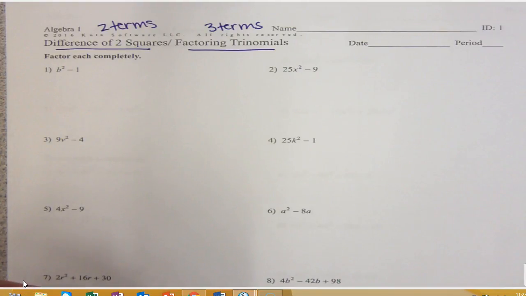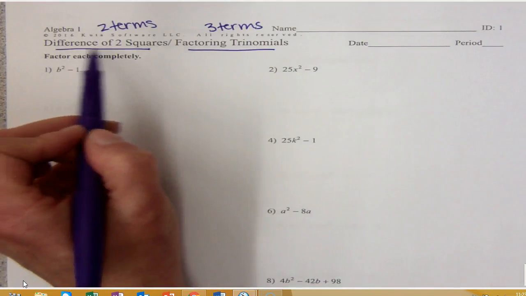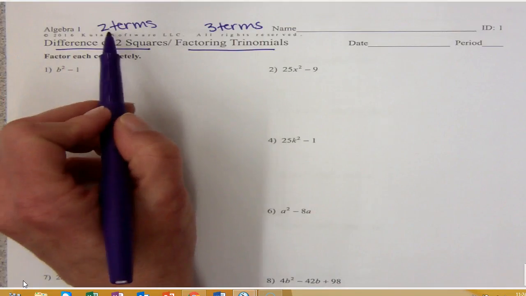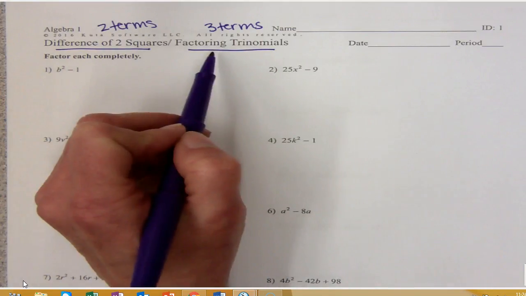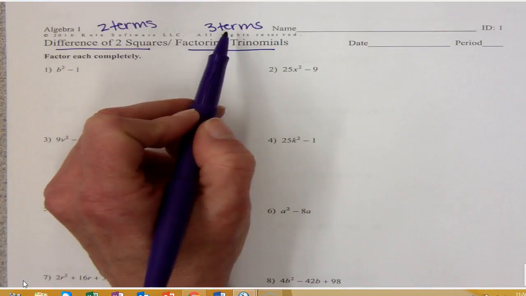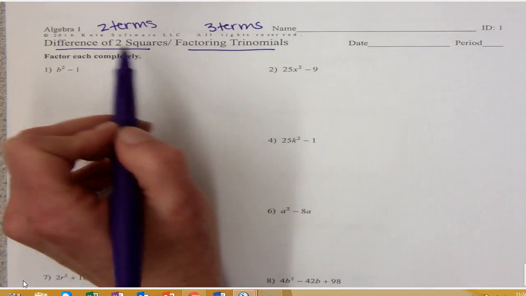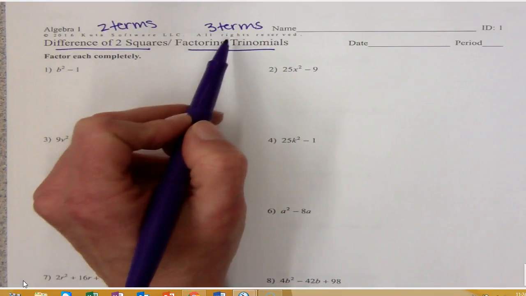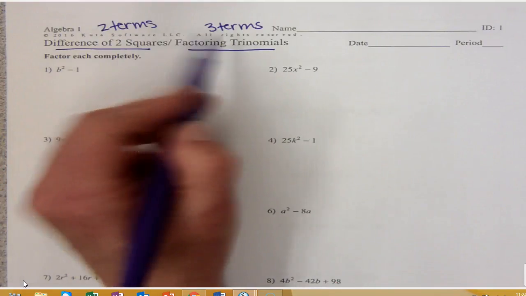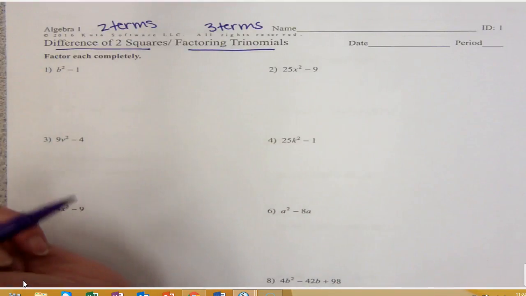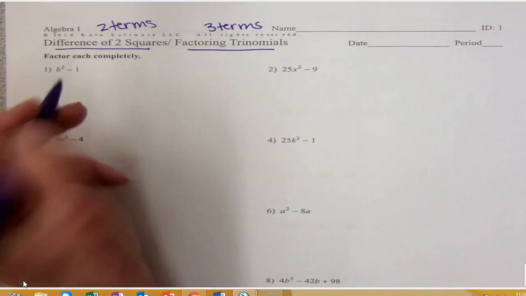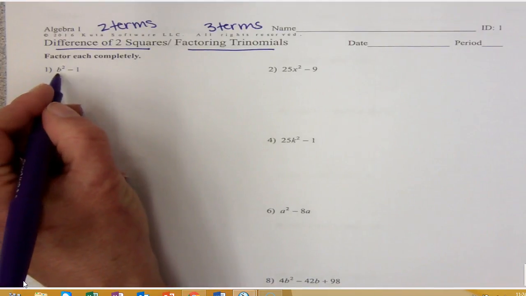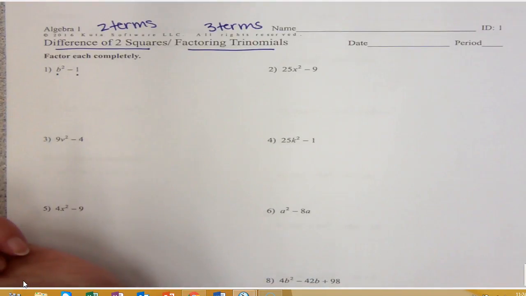Okay, guys, so now we're going to work on the homework for the difference of two squares and factoring trinomials. Notice, this is the difference of two squares. This is going to give me two terms. Factoring trinomials will be when we have three terms. Make sure you notice the difference between when there's two terms and three terms as to which approach you're going to use. So this one has two terms, 1, 2.